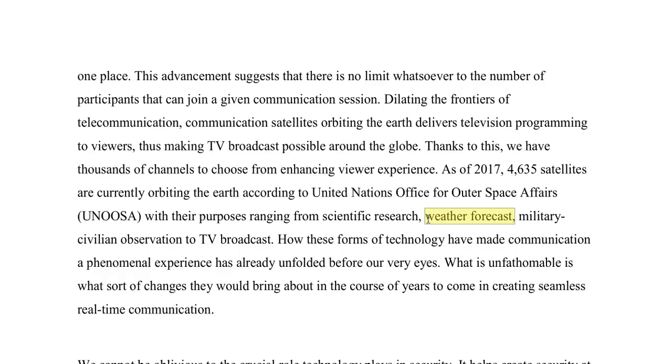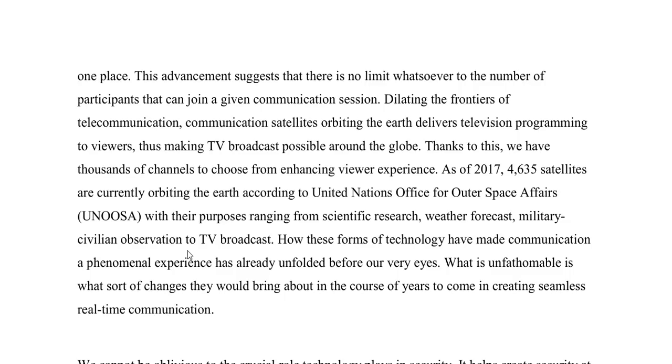Now to orbit satellites around the Earth, you need technology. Without technology, scientific research, weather forecast, military and civilian observation won't be possible. Sticking to simple terms, without technology there won't be weather forecast, people won't be able to forecast the weather.